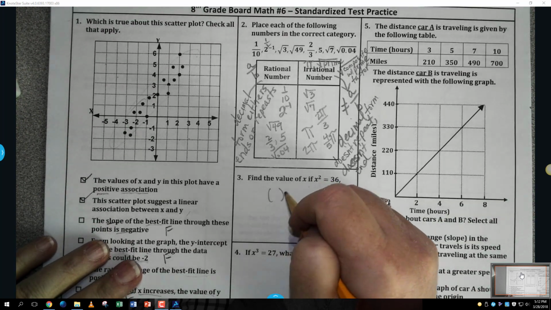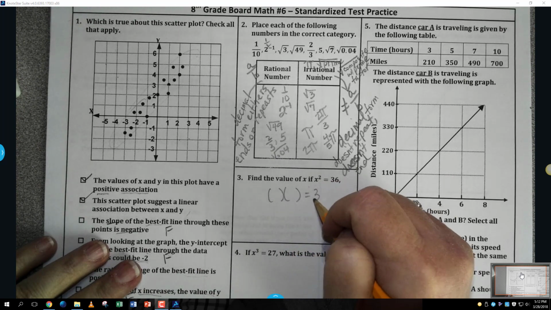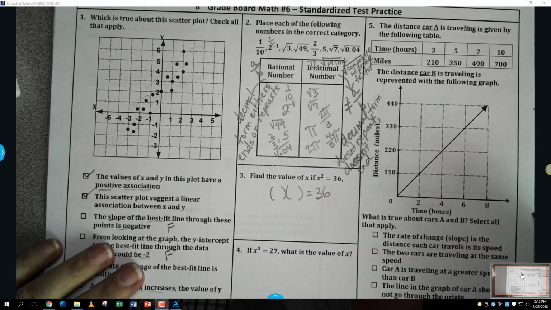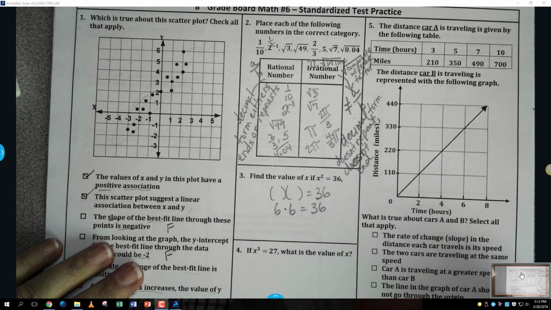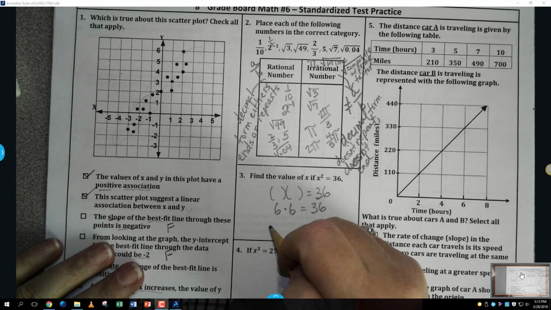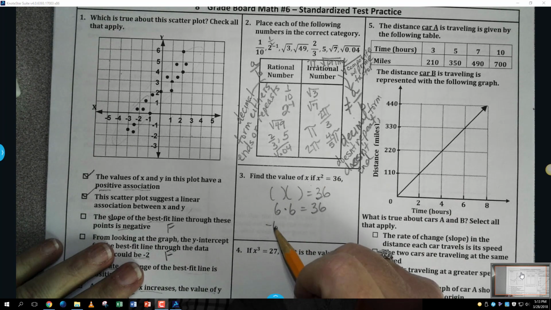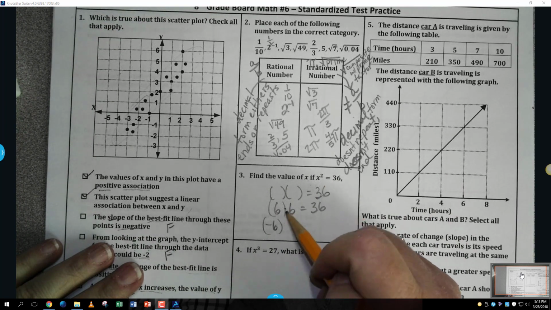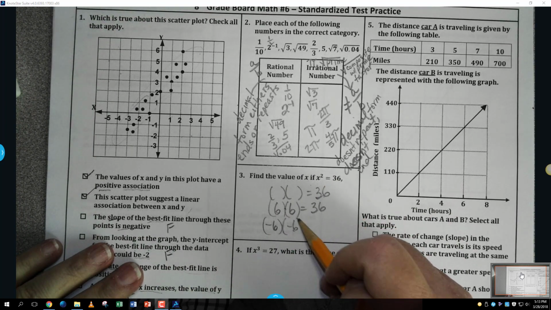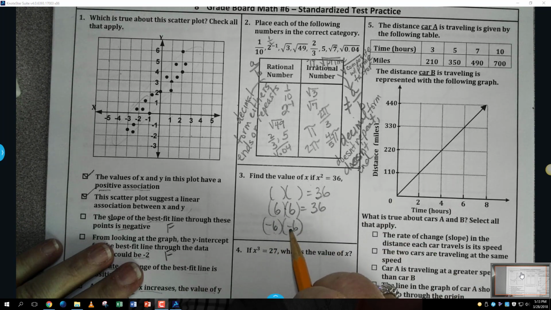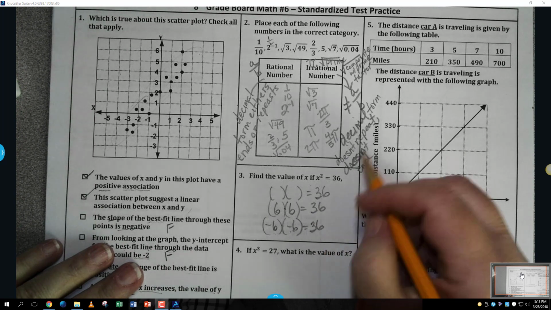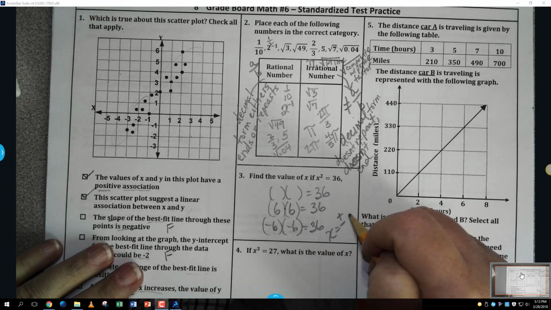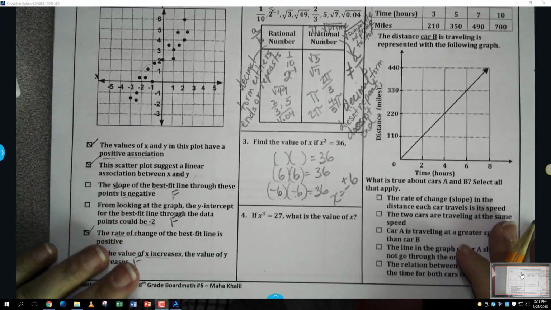So in other words, we're asking what number times itself equals 36. So of course the really obvious one is 6 times 6. Okay, so x can equal 6. However, there is another one, and it is -6. If x is -6, then -6 times -6, the number times itself, is also a positive 36. So x can be positive or -6.